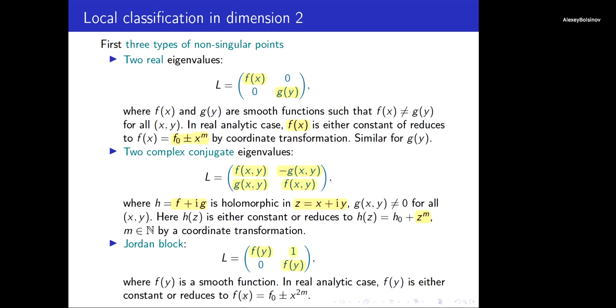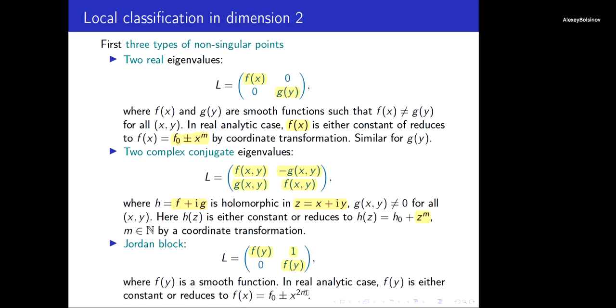Why is it f of x? No, the y is better, of course. f of y equals f zero plus or minus x to the power 2m. Everything is easy in this case, that's not a problem. And of course, you can do it in any dimension. If you have the GL regular operator at what is called an algebraically generic point, then you can always find a canonical form, which in the general case will just consist of blocks of this kind in a higher dimension.